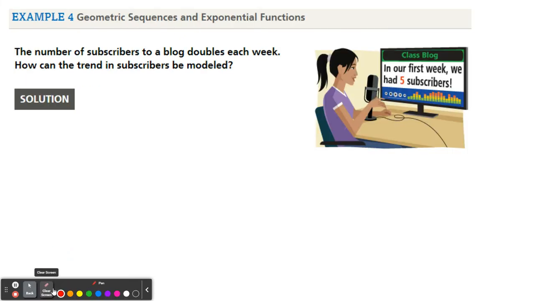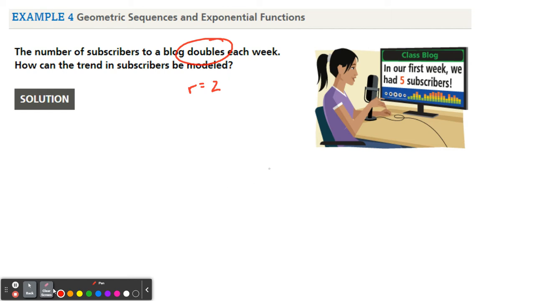All right, so it says, the number of subscribers to a blog doubles each week. How can the trend in subscribers be modeled? So when you see this word doubles, what that is trying to tell you is that the common ratio is 2. That's what that means. Every week, you're multiplying the previous week by 2.